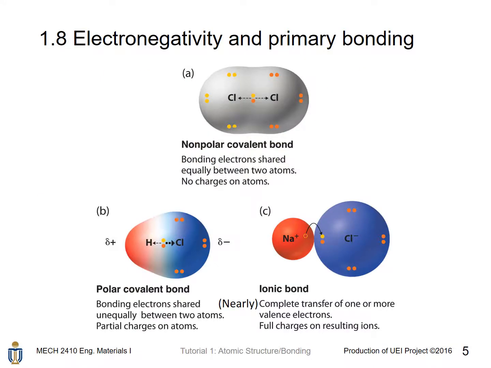It's a picture which explains the ideas I just mentioned. For non-polar bonds, bonding electrons are shared equally, and there are no partial charges on the atoms. In polar covalent bonds, bonding electrons are shared unequally between two atoms, and there are partial charges on the atoms. An ionic bond is a nearly complete transfer of one or more valence electrons, and there is a full charge on the resulting ions.